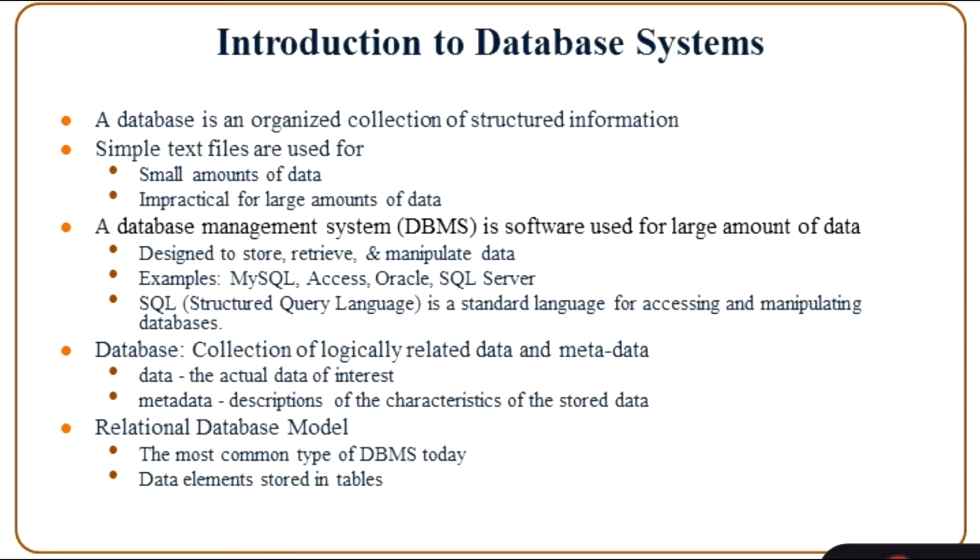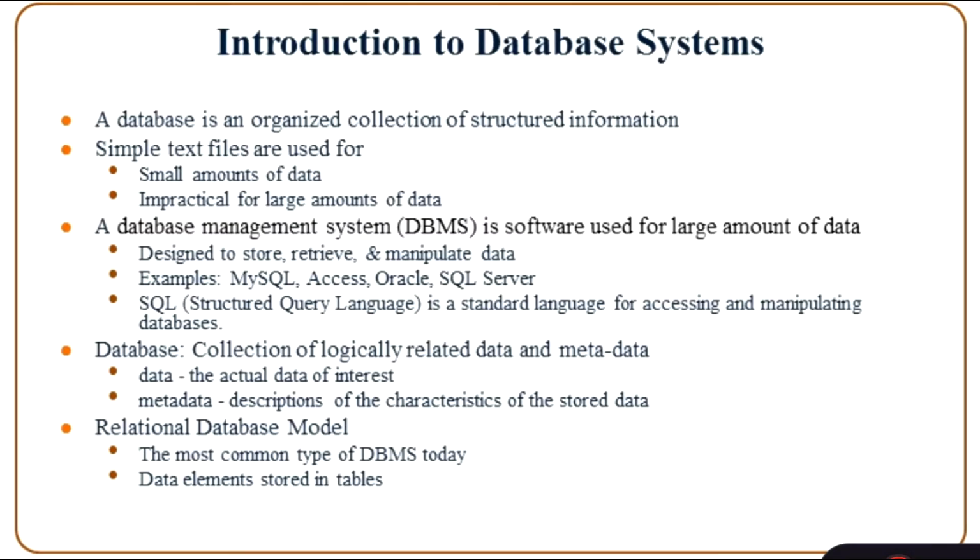There are two types of data in a database: the data itself as well as metadata. Metadata basically is a description of the characteristics of the data, the real data.